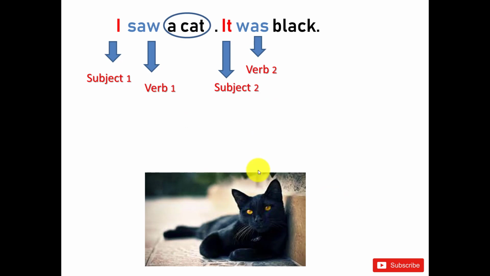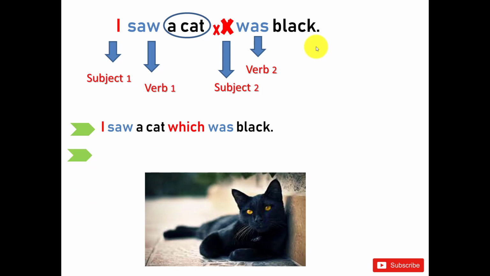If we want to make these two sentences one, we need to drop the full stop and "it", because it is the cat, right? So we can say, I saw a cat which was black. Or we can also say, I saw a cat that was black. So "which" and "that" here talk about the cat.